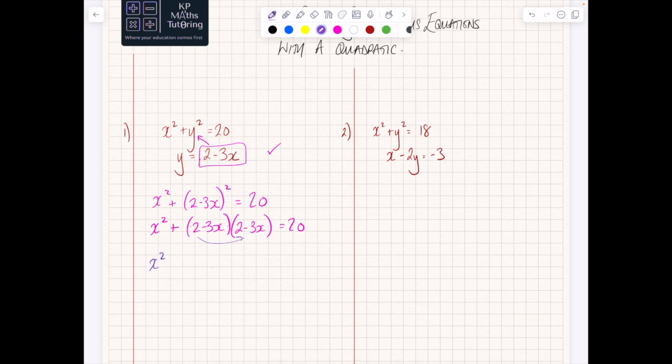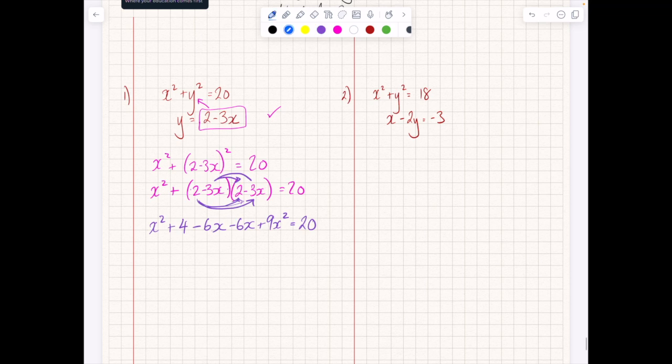From there, x squared plus 4, because 2 times 2 is 4, 2 times minus 3 is minus 6x, minus 3 times 2 is minus 6x. Be careful here, minus 3 times minus 3 is plus 9x squared, and that equals 20. From here, collect your like terms. So I've got 10x squared, minus 6x minus 6x is minus 12x, plus 4. So I'll put it in the correct format of a, b, and c, equals 20.